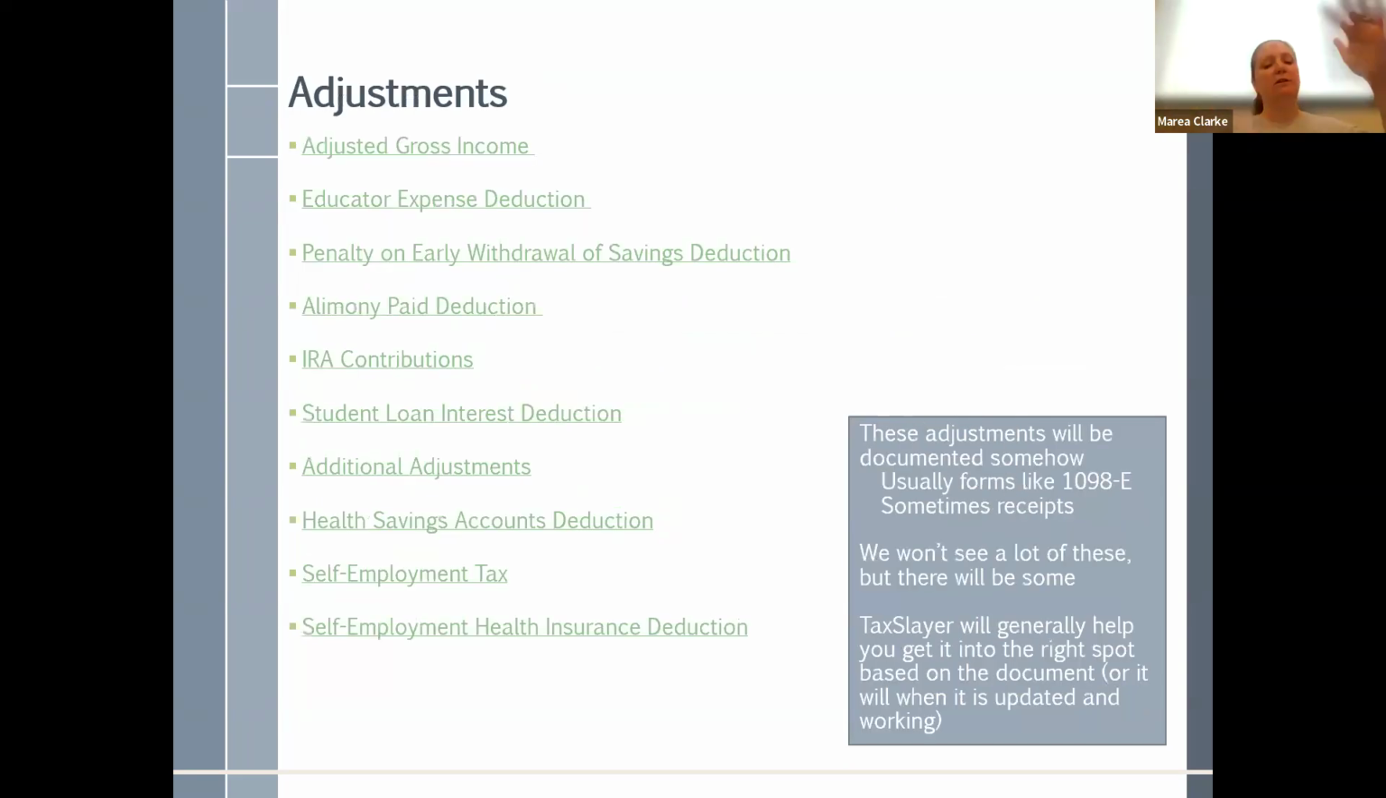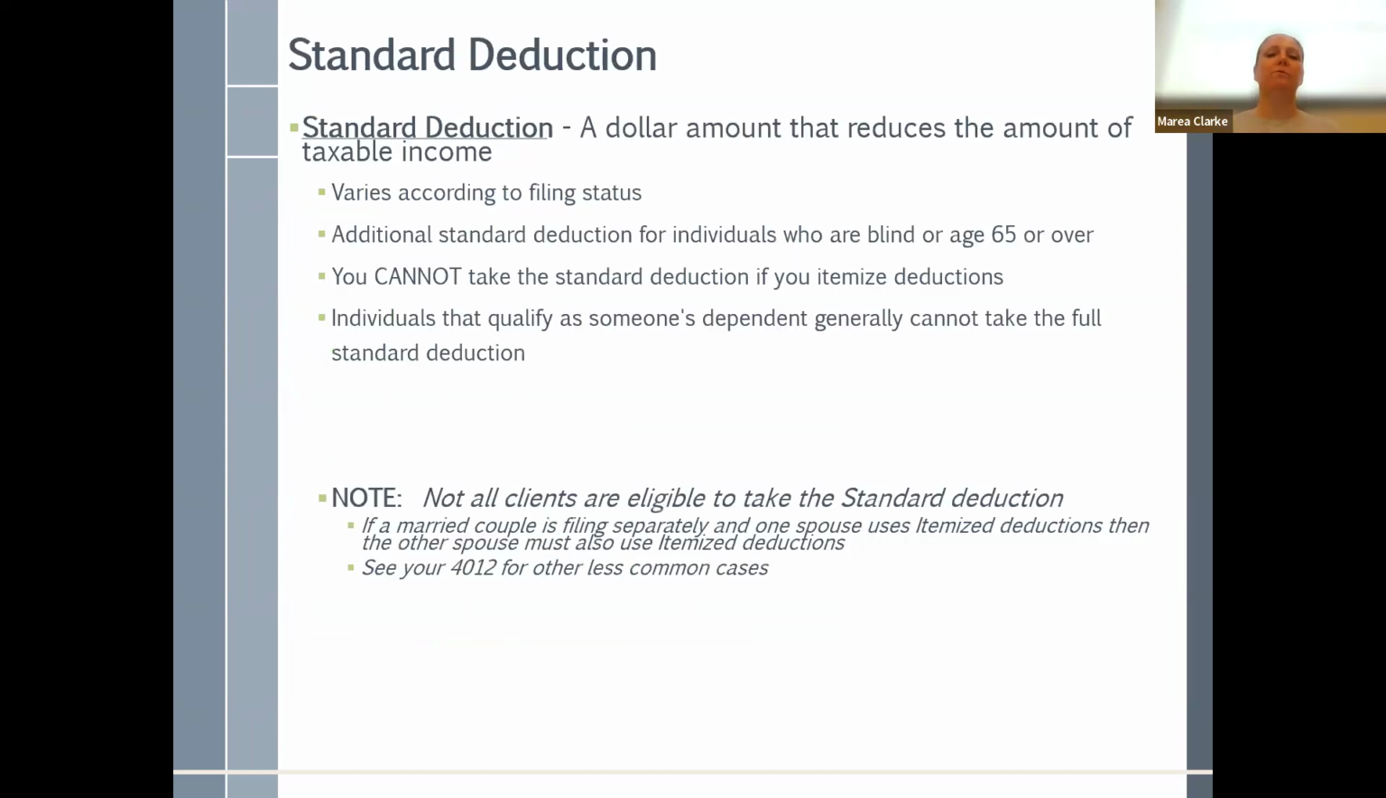There is a long list of adjustments. Some of these, non-resident aliens are eligible for; others they're not. Almost all of these, again, will have an income document. There will be some that we'll see, things like the 1098-E. Sometimes it'll be receipts. Again, get that information in there. TaxSlayer is generally going to know how to do the right thing with that.